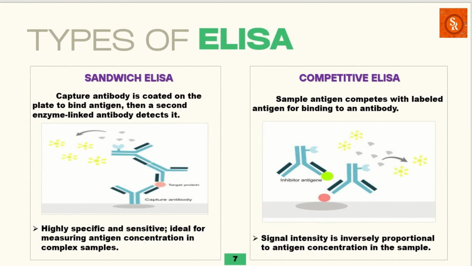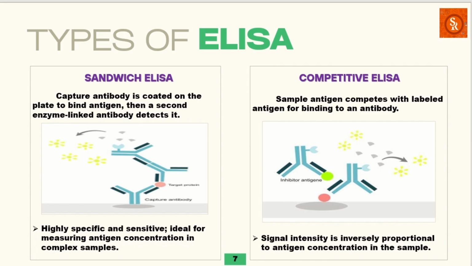Moving on to the third type, sandwich ELISA. Capture antibody is coated on the plate. Before, in direct and indirect ELISA, we were coating the antigen. Here we are coating the antibody to the plate, and we are binding the antigen to the antibody, and then a second enzyme-linked antibody detects it. It is highly specific and sensitive, ideal for measuring antigen concentration in complex samples.